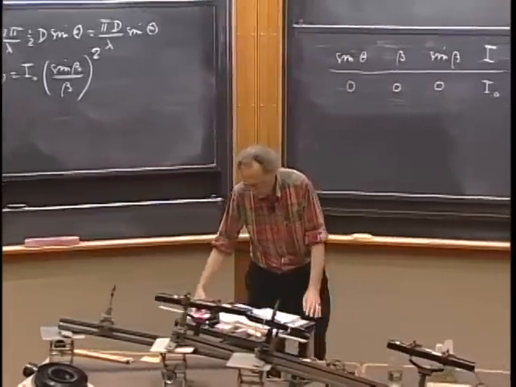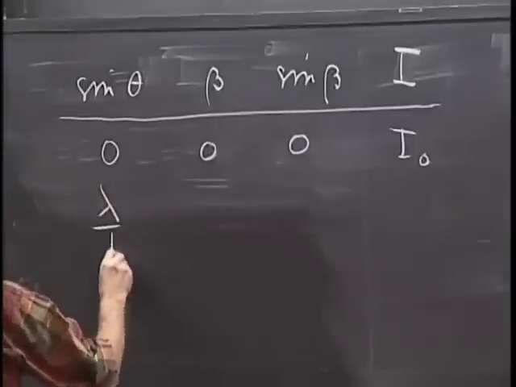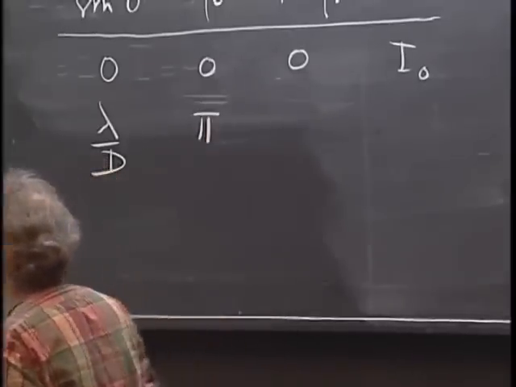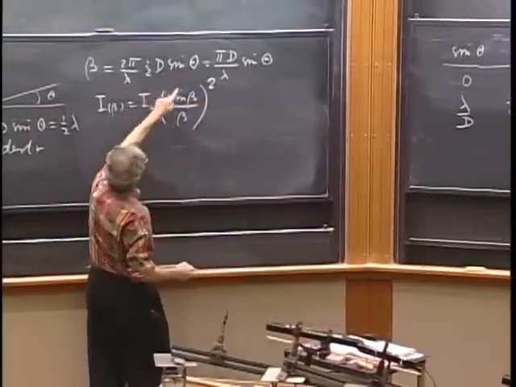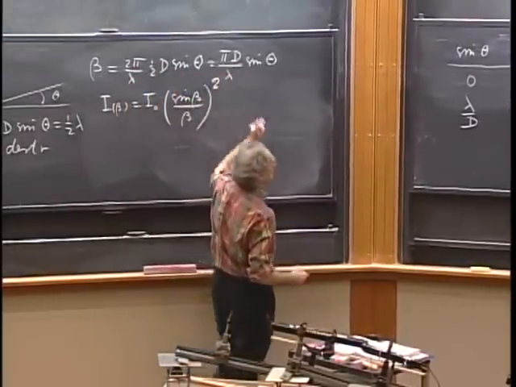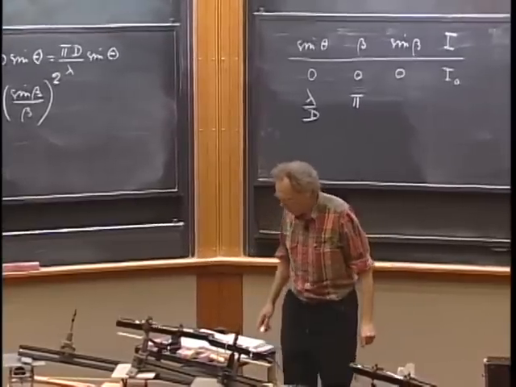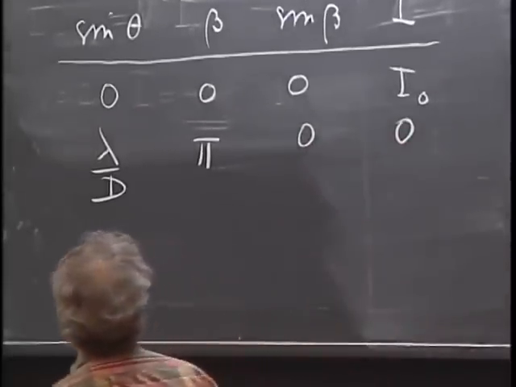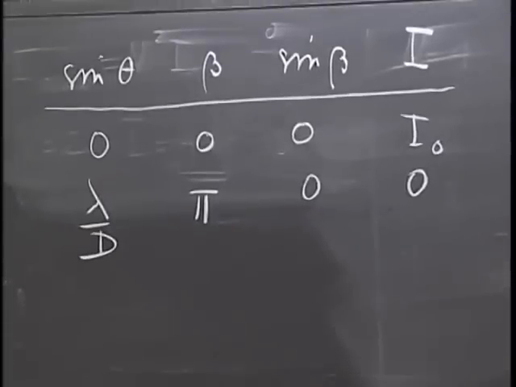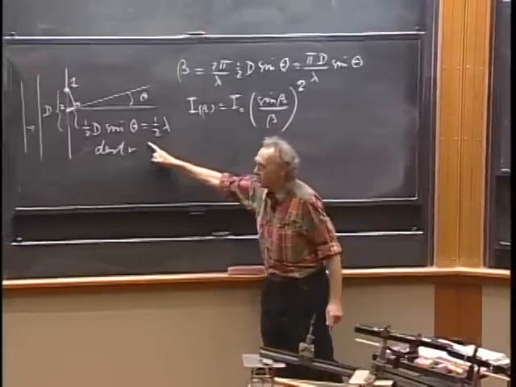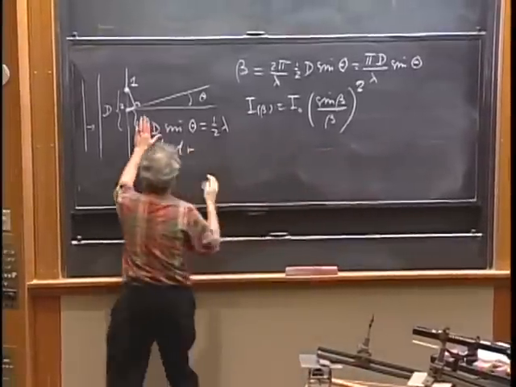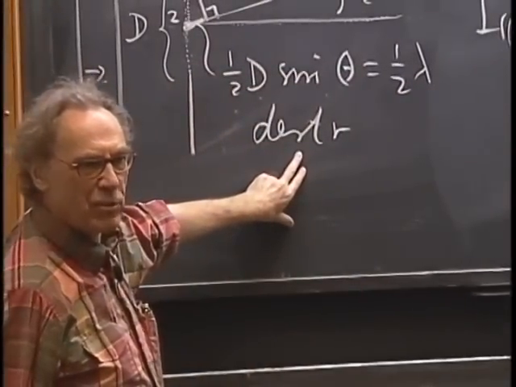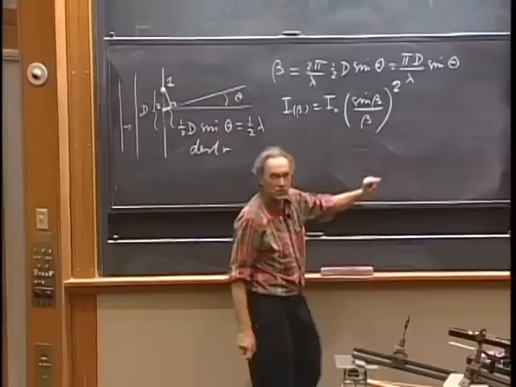So now let's take sine theta is lambda divided by d. Put in here, sine theta is lambda divided by d. So you see that beta is pi. So the sine of beta is now 0. And therefore, the intensity is 0, because the upstairs is 0, but the downstairs is not 0. That's this. Because look, if you take this half away, you get that the sine of theta is lambda divided by d. I already predicted that you would have destructive interference. That's exactly this case, of course.